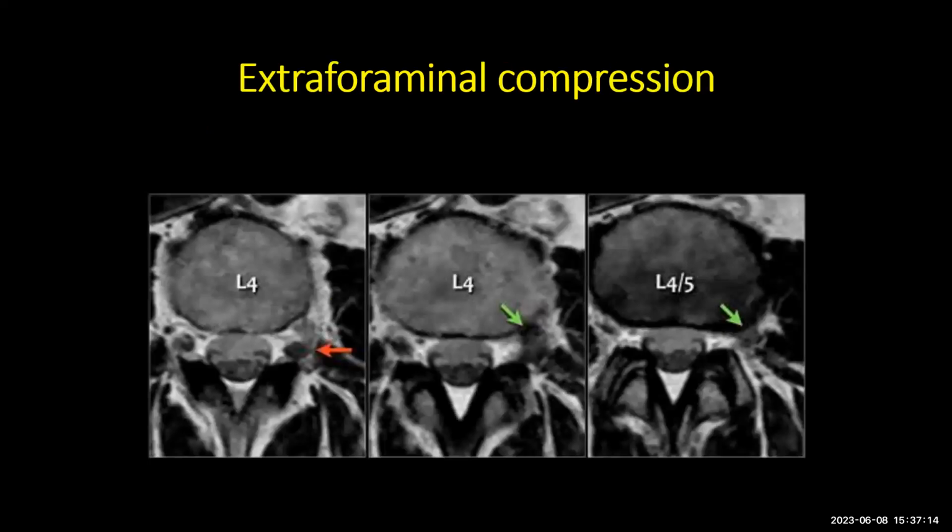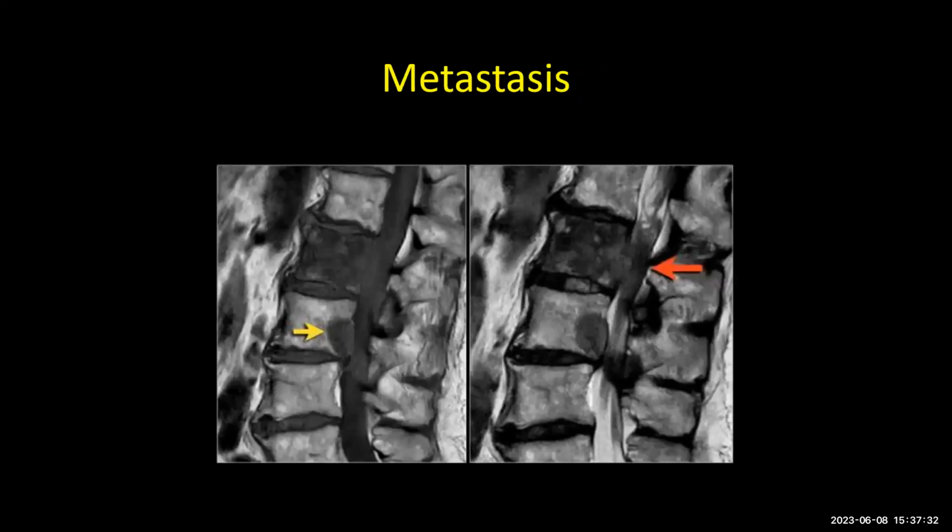And this is another example of extraforaminal compression, in which you can see that the disc is herniating more laterally and is resulting in compression of the exiting nerve. The other examples are that of metastasis. So you have vertebral bodies in which you see lesions, and what is happening with these lesions is that you have sort of retropulsion. The retropulsion associated with the Mets is causing narrowing of the canal.